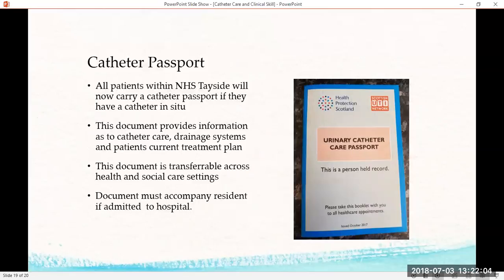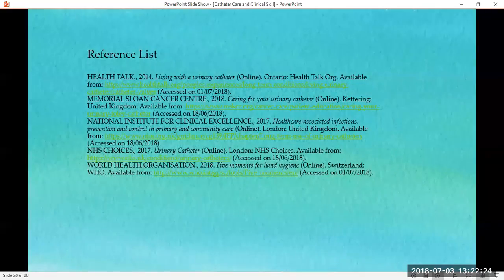The document is transferable, so it works across both health and social care. And if a resident is to be admitted to hospital, it's important we get this document to go in with them. And it's important that it returns with the person, where possible. So if it goes into Ninewells, it should come out of Ninewells. Well, that's the plan anyway.